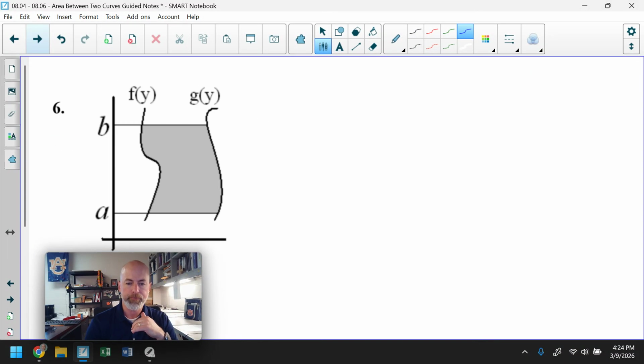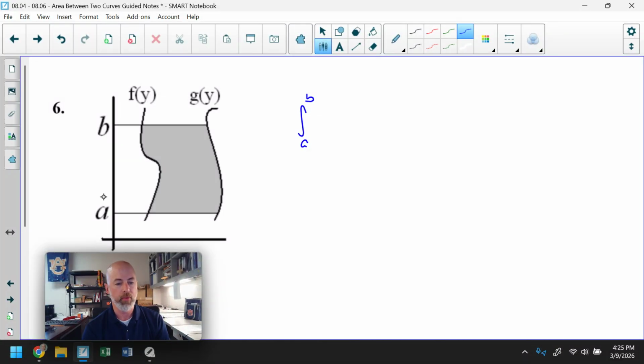Okay. So now what if we do have functions of y? Now this is a little bit different, and this is going to be one of the things we struggle with in this unit, is we will have several situations where we are dealing with functions of y, and I'm just going to go ahead and tell you that when it is a function of y, we'll do the integral from a to b.